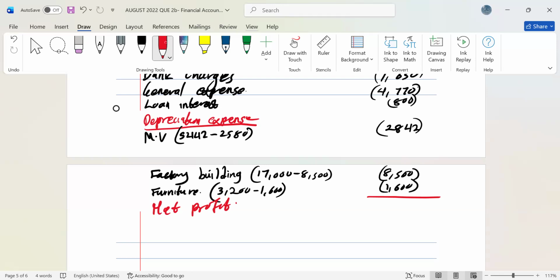What do you have as your net profit? What do you have as your net profit? Do the workings.